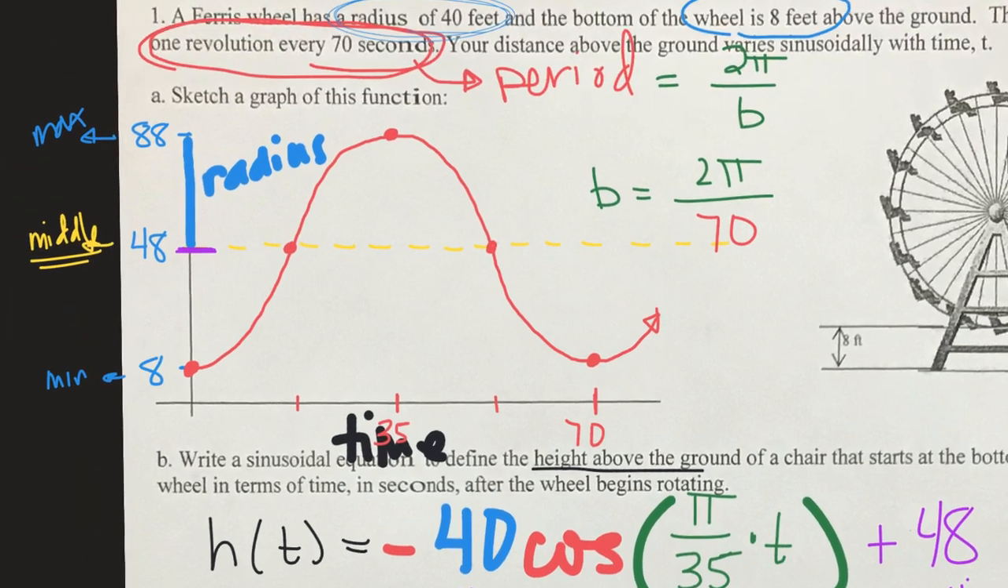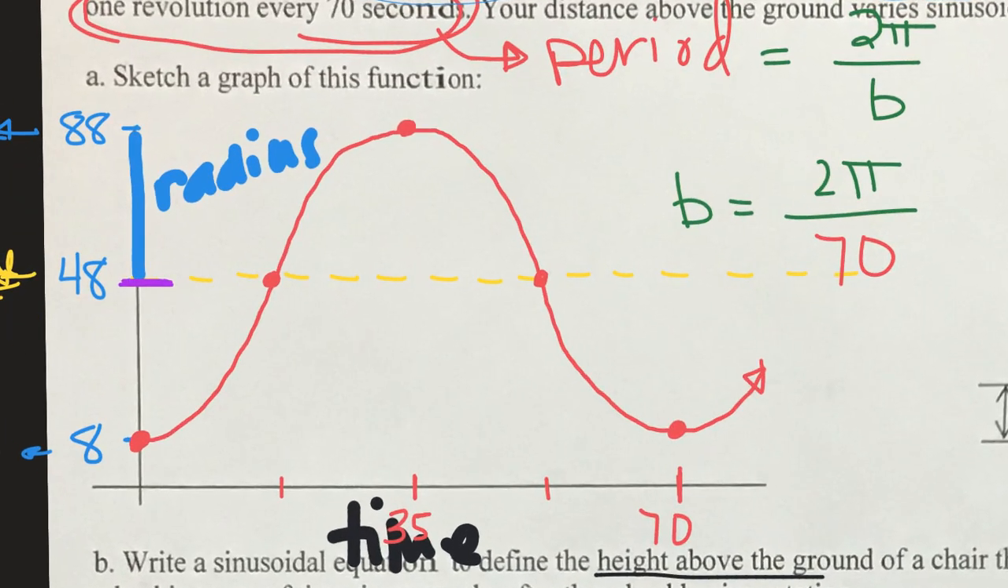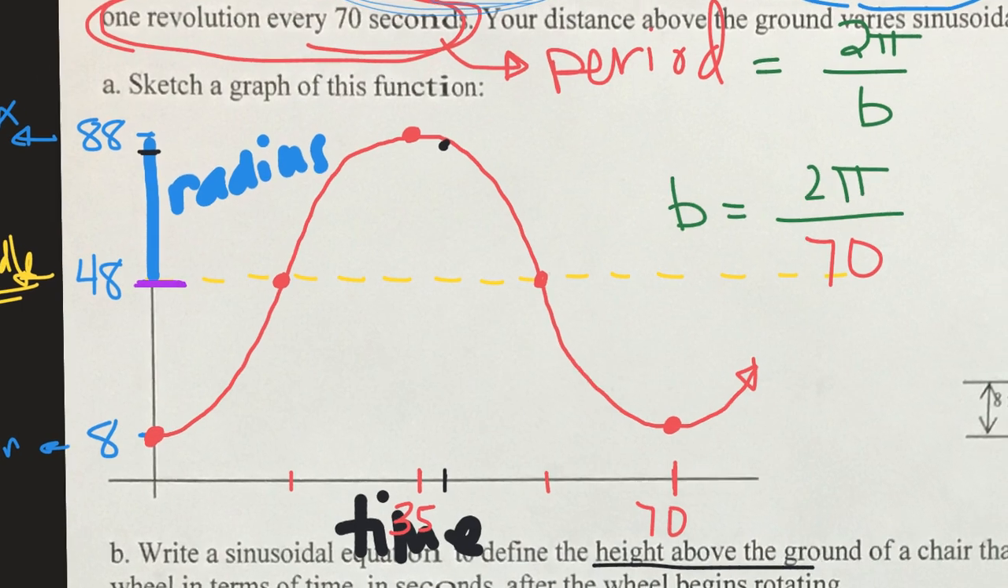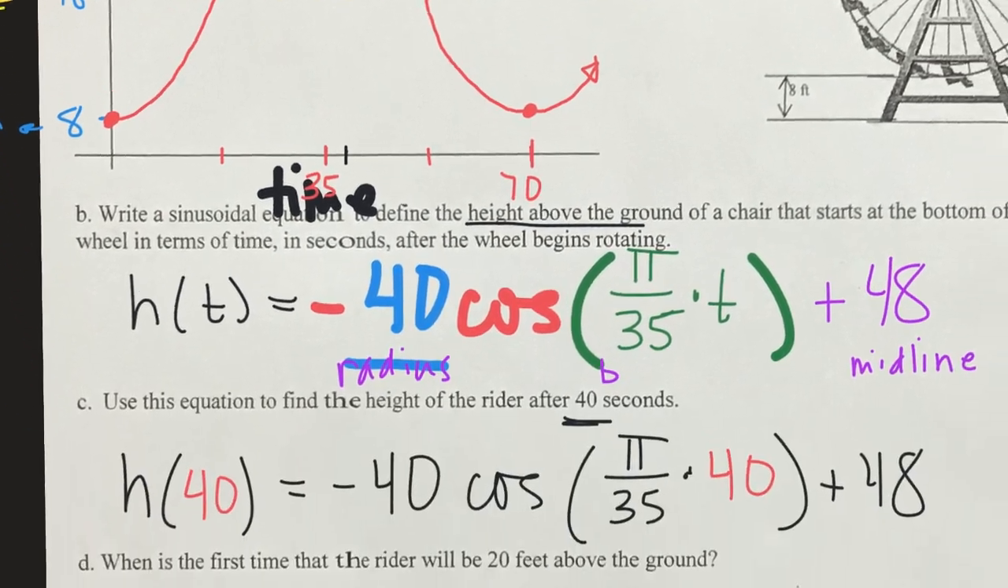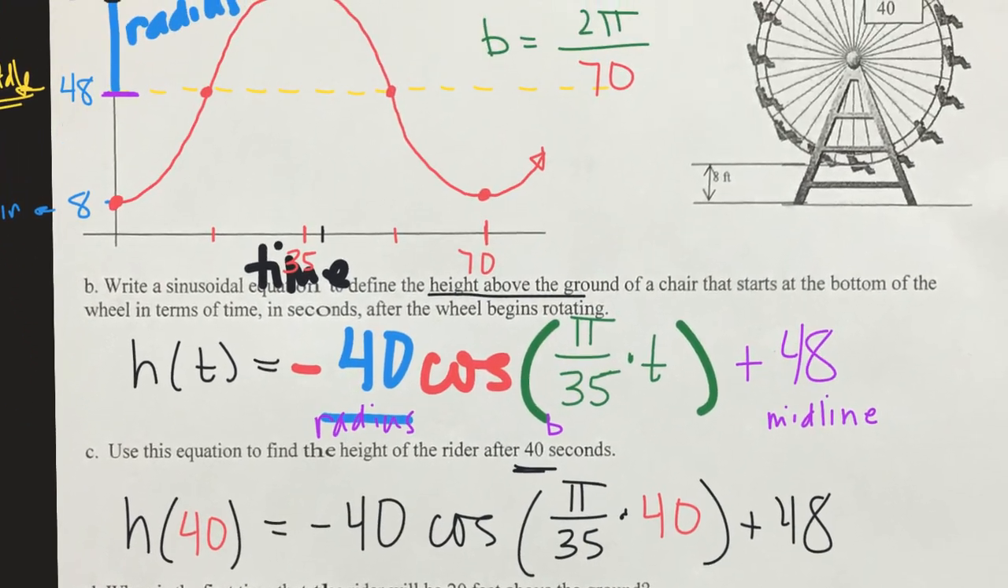Let's look at our graph. 40 seconds is a little bit past halfway. So we should be expecting a height somewhere around 88, right? Between 85 and 88 feet, I would think, would be our expected height. 40 seconds is really pretty close after 35 seconds, so we should be on the way down. Our answer should definitely be less than 88 feet, but probably more than 80 feet.